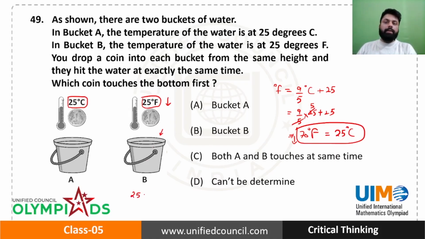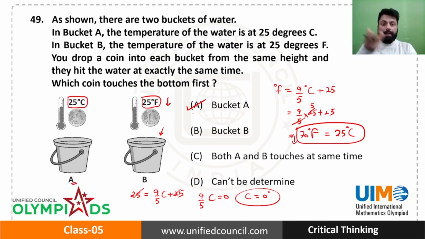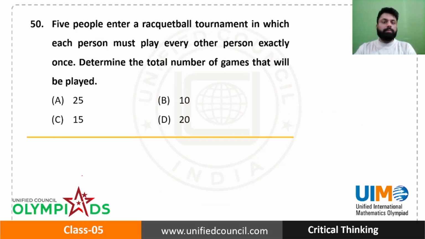25 degree Fahrenheit is equal to 9 by 5 times C plus 32, so 9 by 5 C is equal to 0, or C is equal to 0 degree Celsius. So in this case, as the water is about to freeze, we can say that in A, as the water is in the liquid state, it will go first and touch the bottom of bucket A. So A option is the correct answer.